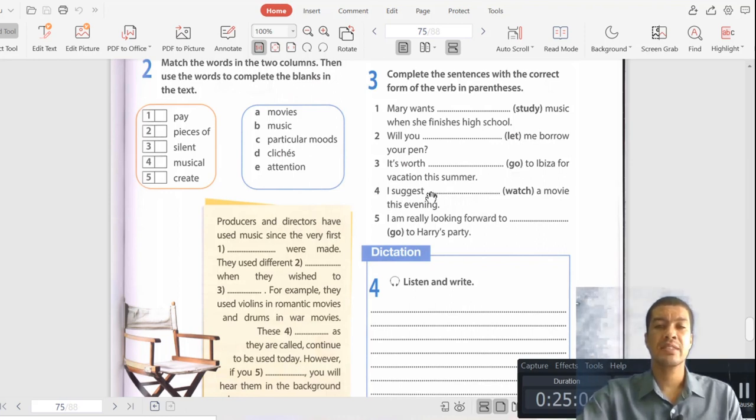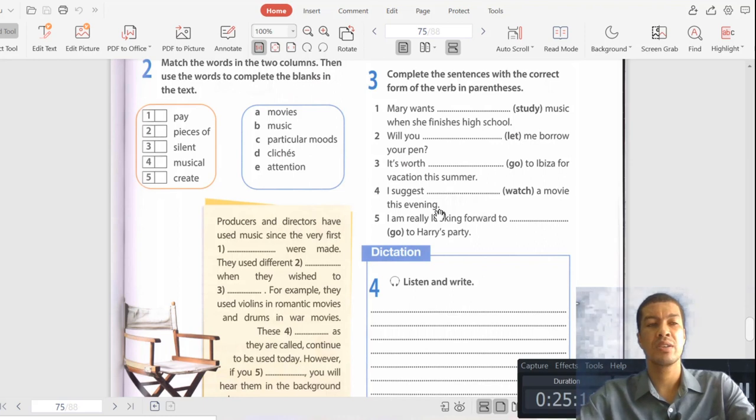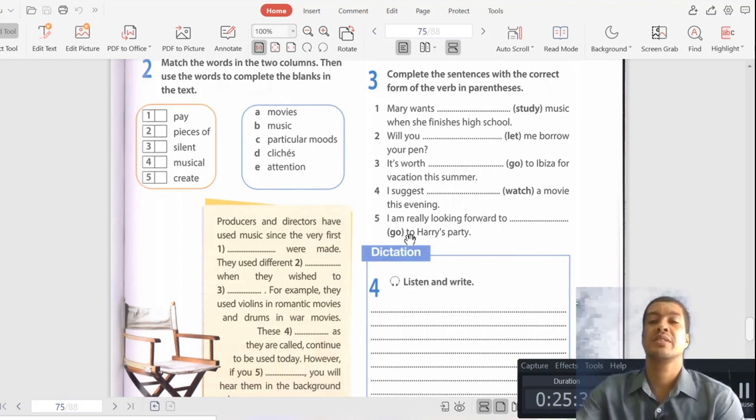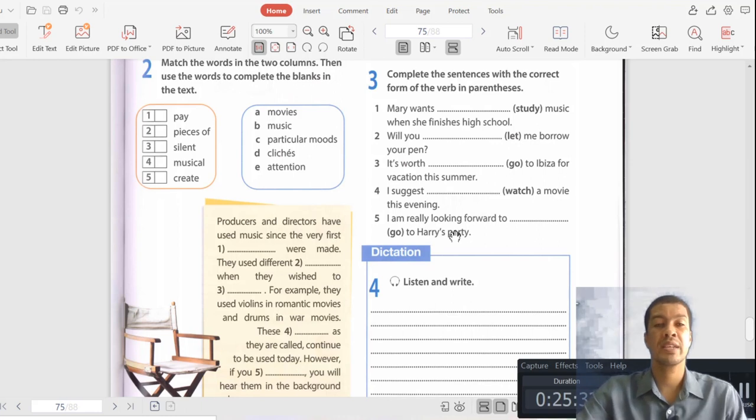Right, next, I suggest watch a movie this evening. Once again, this is an event that will take place later on, an event that will happen in the future. So we will be adding ing. I suggest watching a movie this evening. And then number five, I'm really looking forward to go to Harry's party, which is an event which takes place in the future as well, and we say going.